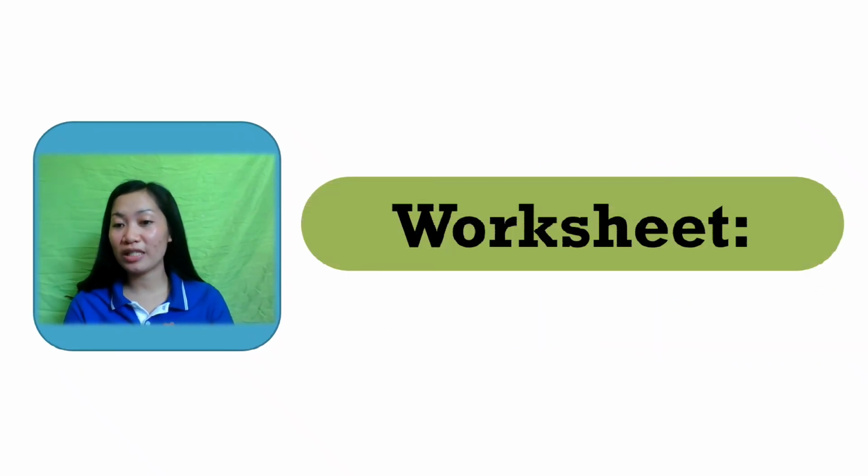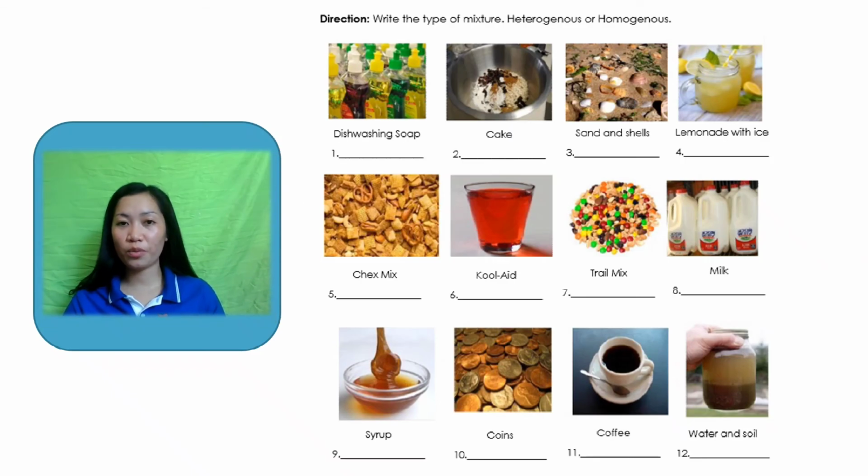And now for your worksheet, all you have to do is to write the type of mixture, if it is a heterogeneous or a homogeneous mixture. Like for number 1, we have the dishwashing soap. Number 2, we have the cake. 3, we have the sand and shells. We have the lemonade with ice. We have the chex mix. We have the Kool-Aid. We have the trail mix. We have the milk. We have the syrup. We have the coins. We have the coffee. We have the water and the soil.